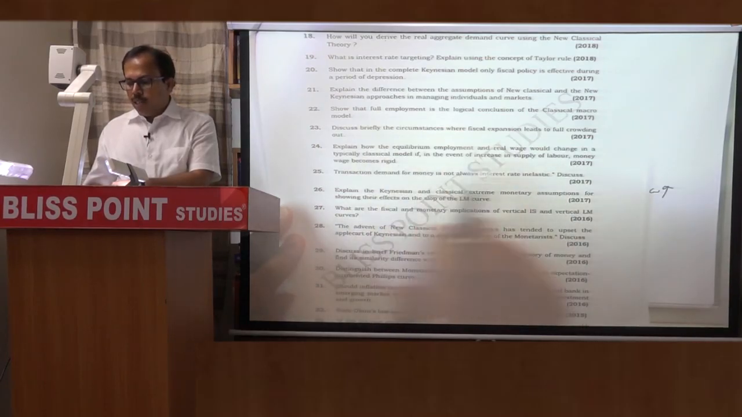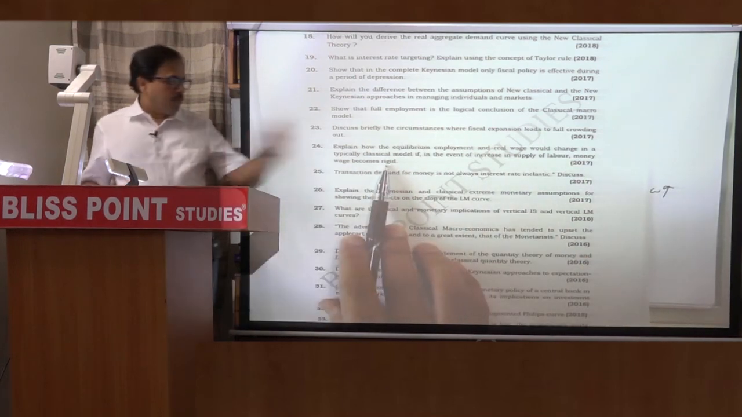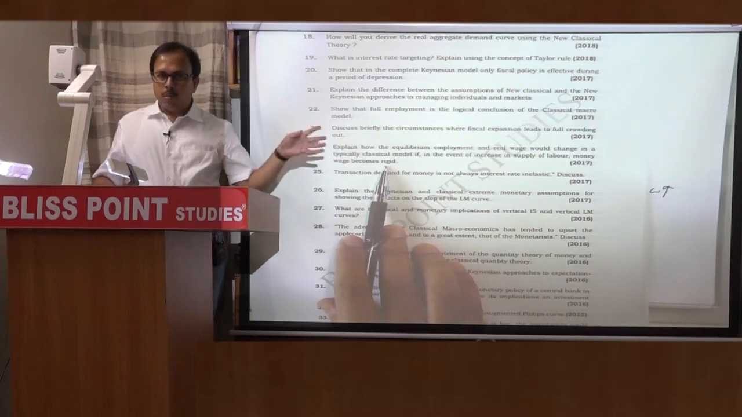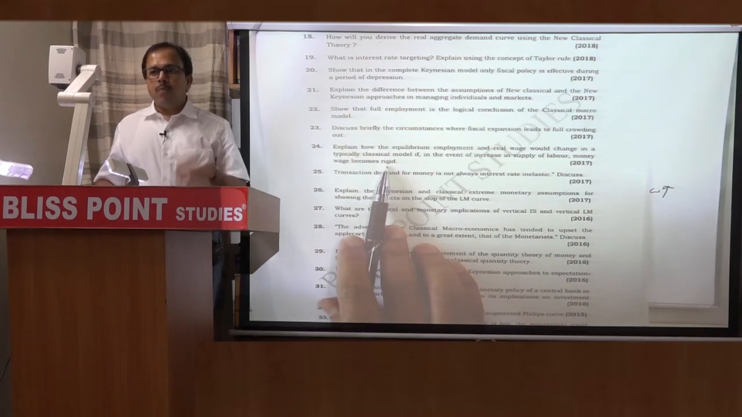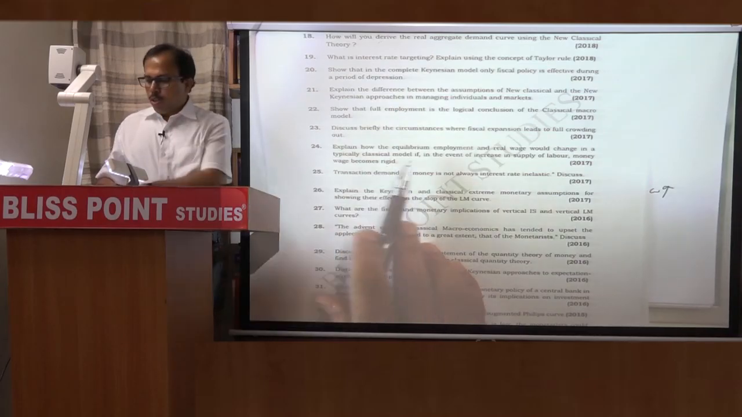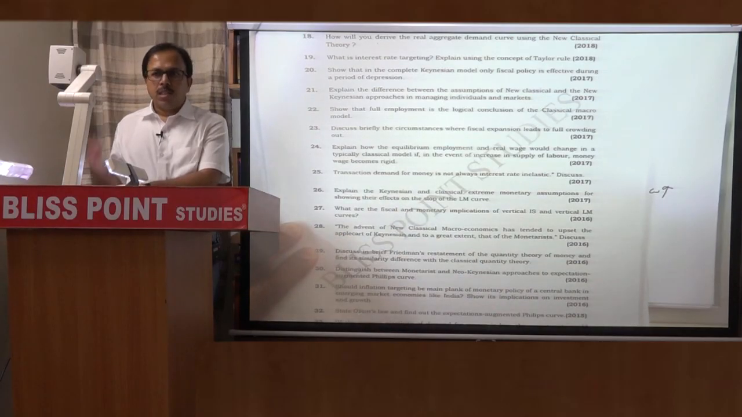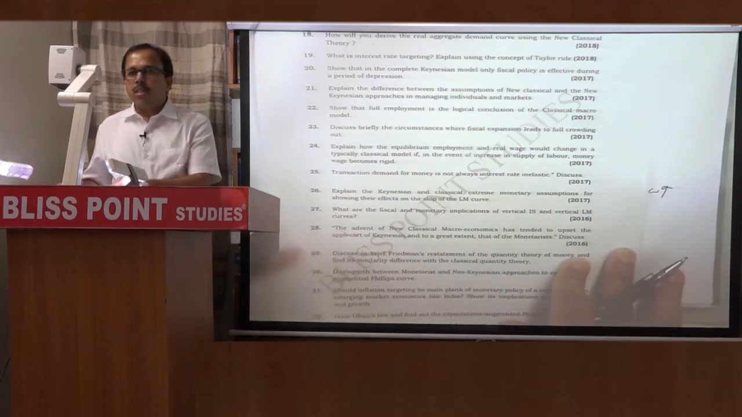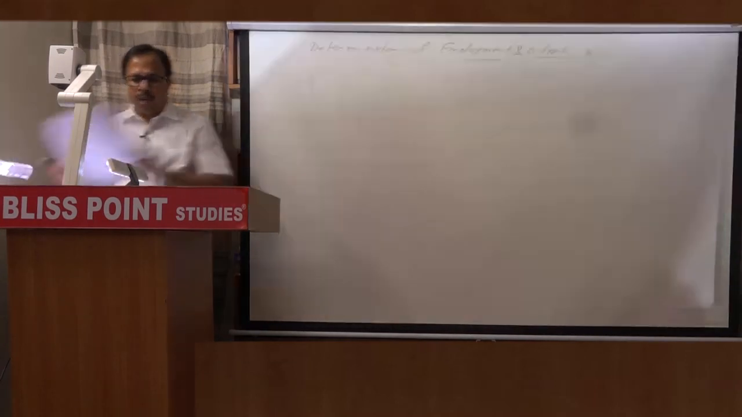In the event of increase in supply of labor, money wage becomes rigid. So remember, the question is referring to the classical model, but it has modified the classical assumption. The classical model believed in wage flexibility, but the question says money wage becomes rigid. So what will be the impact? Rigidity of wage was a feature of the Keynesian model. So we have to explain the classical model with a Keynesian assumption. In the event of increase in supply of labor, what will happen?